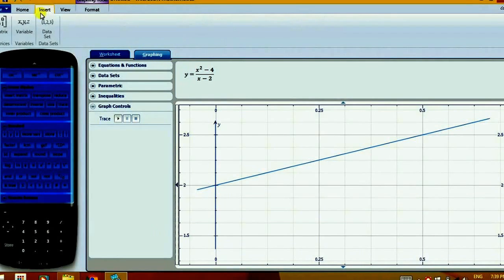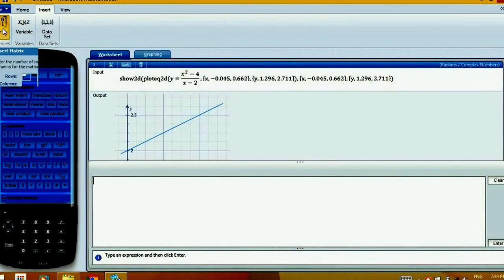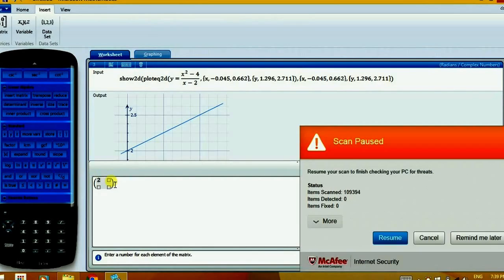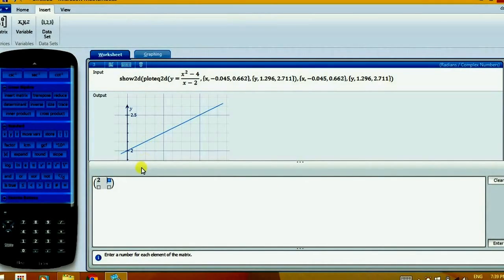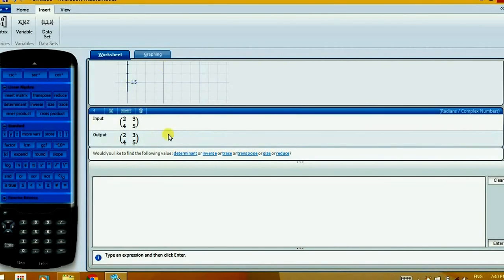Now as we are moving on, we also have insert. If I go to worksheet and use the insert option, I can insert a matrix with a number of rows or columns, like 2 rows and 2 columns. So I can put in the values, like 3, then 3, then 4, then 5, and I press enter and it comes over here. So the worksheet is main.